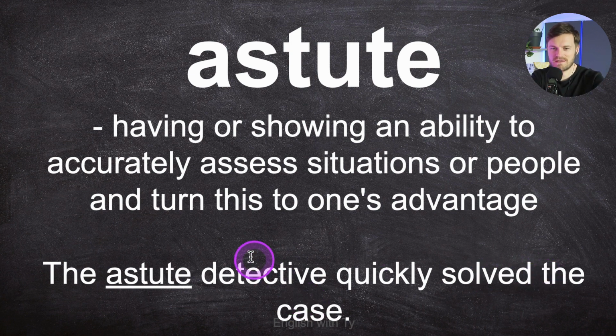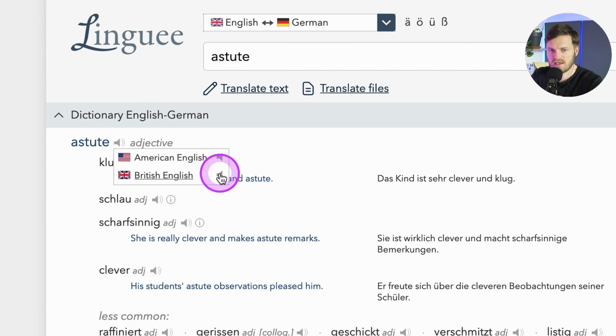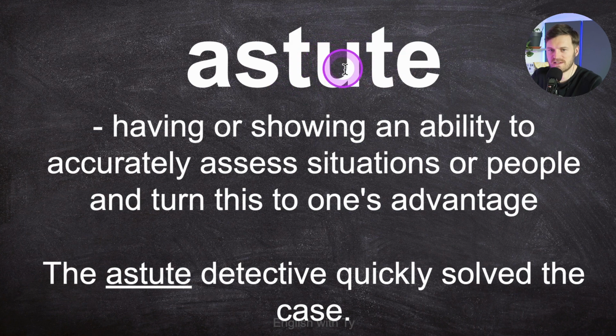Now, let's try and solve this case by listening to different ways of pronouncing this word. Here's the American way. Astute. And here's the British way. Astute. Okay, in my opinion, the British way makes more sense here. Listen again to the U in the middle. Astute. And here's the American version. Astute. In my opinion, the British version makes more sense, so I want to emphasize the U here towards the end. In British English, it would be like a U sound, and in American English, it would be more like a U sound.